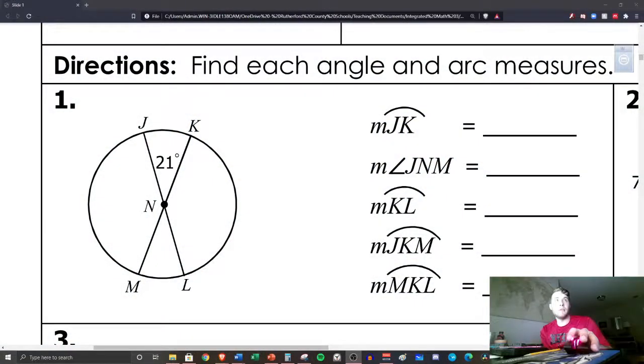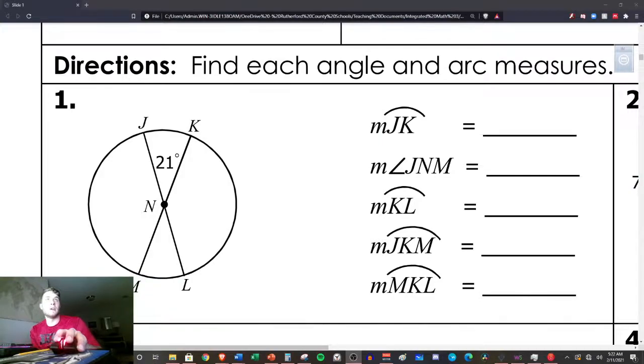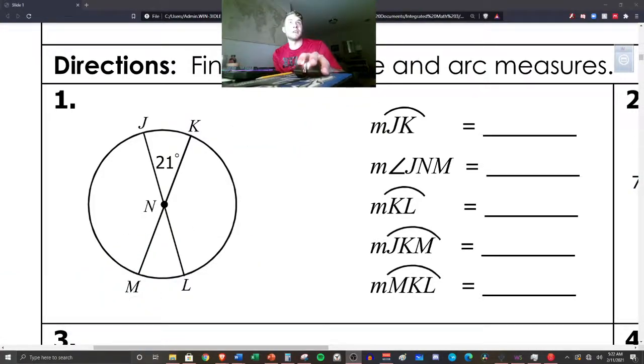All right, so here we have the first problem. Move my camera over. Center top here, I suppose.